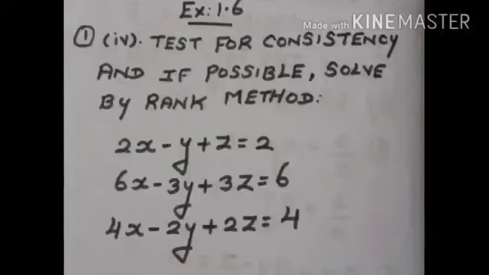Exercise 1.6, question 14. Test for consistency, and if possible, solve the following system of equations by rank method. They have given three equations: 2x minus y plus z equal to 2; second equation, 6x minus 3y plus 3z equal to 6; and third equation, 4x minus 2y plus 2z equal to 4. In these three equations you have three unknowns, x, y and z, and we consider the number of unknowns as n.